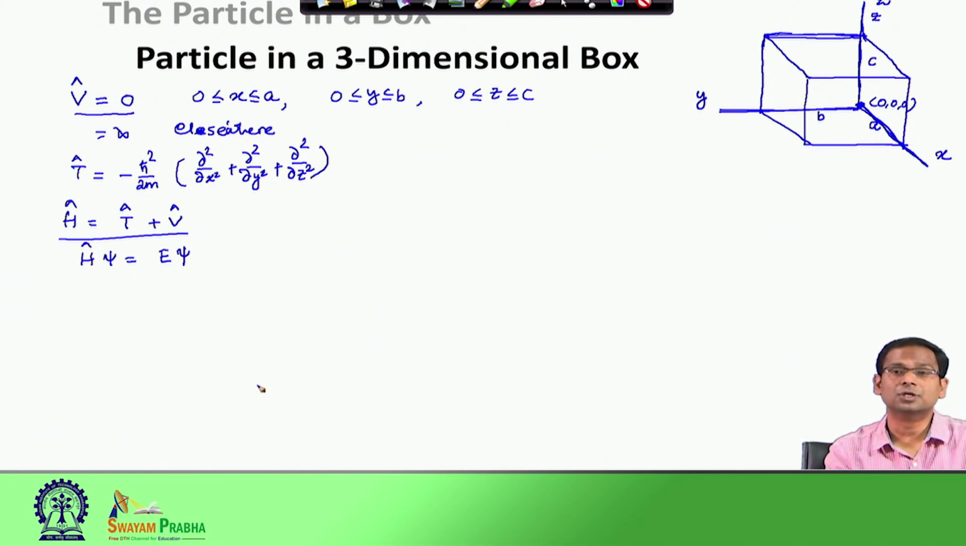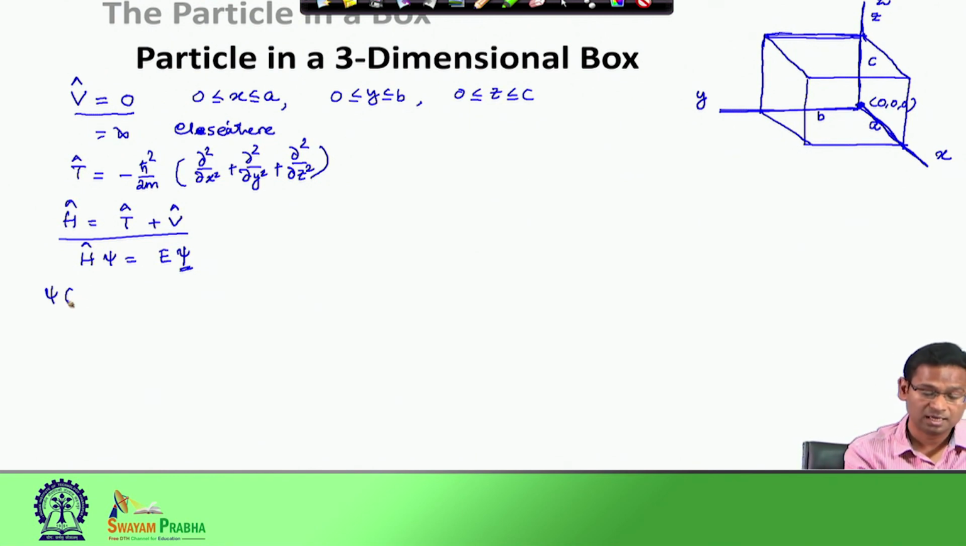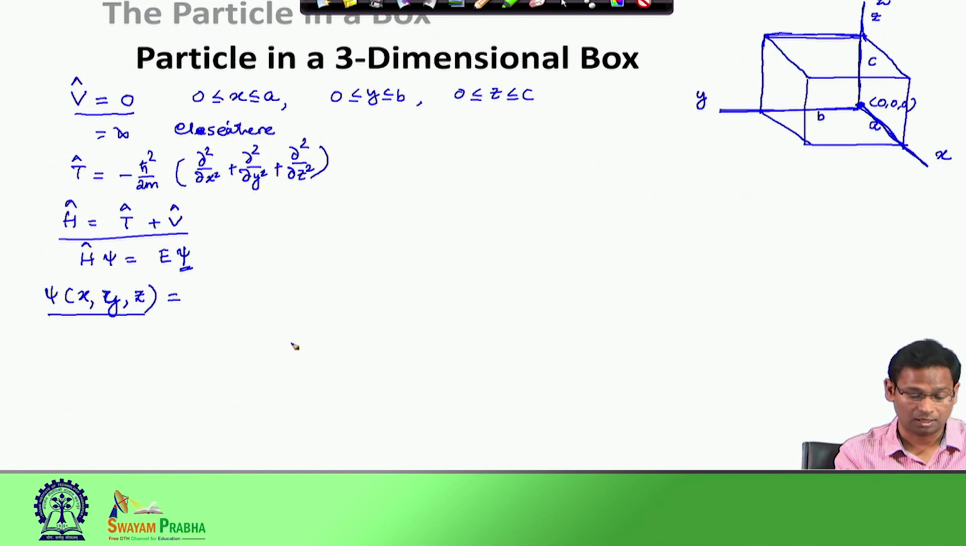If you remember the solution of the particle in a one-dimensional box, the wave function psi was a function of x alone, because the particle was restricted to move only along the x direction. But here, since the particle can go around all three dimensions in this cuboid, the wave function psi will have a functional dependence on x, y, and z. This will be the final wave function that we are looking for.